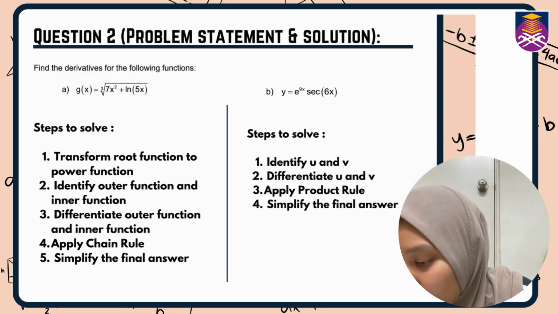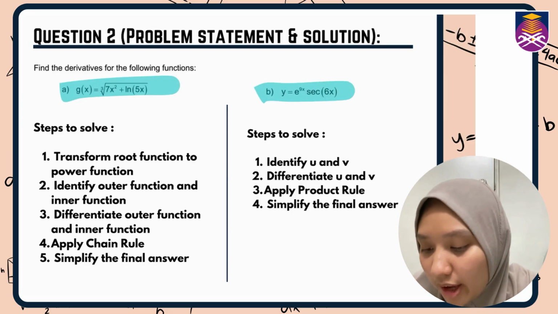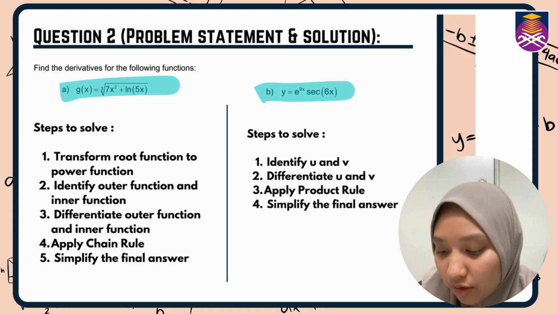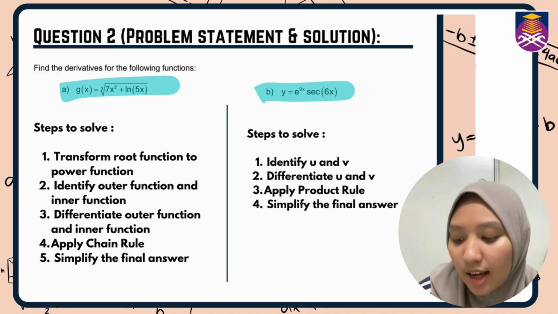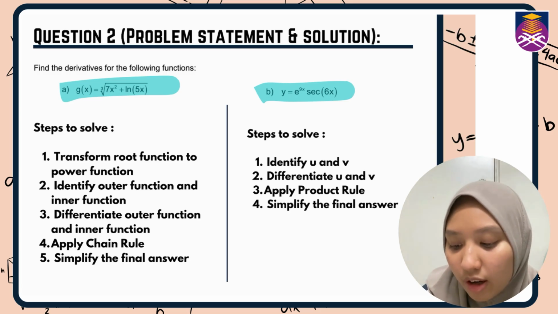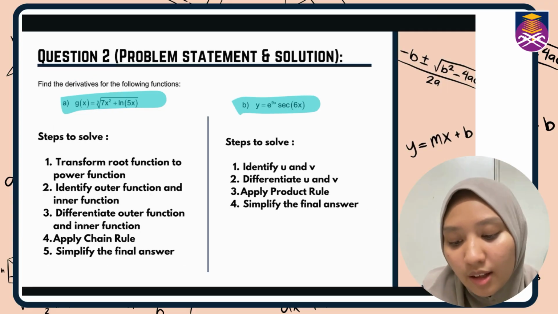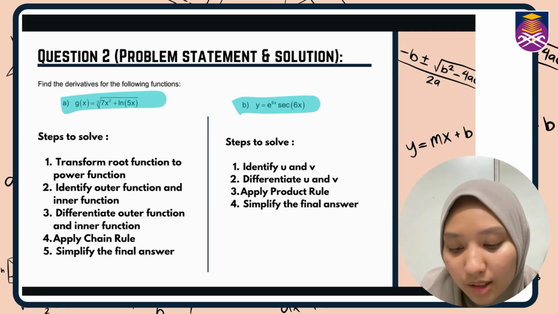Okay, for question 2, this is the problem statement. And then for A, the problem solution is first to transform root function to power function. Second, identify outer function and inner function. Third, differentiate outer function and inner function. Fourth, apply chain rule. Fifth, simplify the final answer. And for B, the steps to solve it: first, identify u and v. Second, differentiate u and v. Third, apply product rule. Fourth, simplify the final answer.